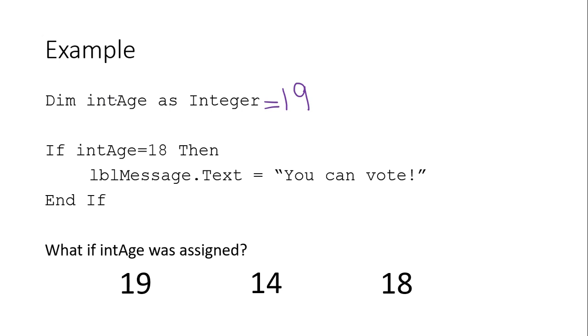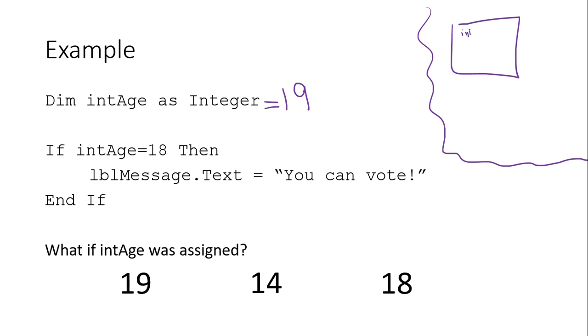Well, let's check. First of all, we know that over here in computer memory land, there is a box that says intAge on it, and inside of that box is the number 19. So we're going to look in this if statement. We've got if intAge. When it sees that, it's going to go look in its memory, in its box, and it's going to see that's 19. Okay, so let's cross that off and put a 19 here. So if 19 is equal to 18, now the computer's got to decide, is 19 equal to 18?